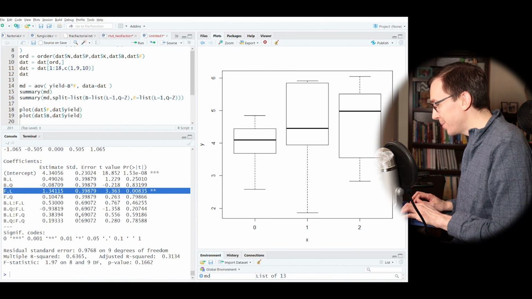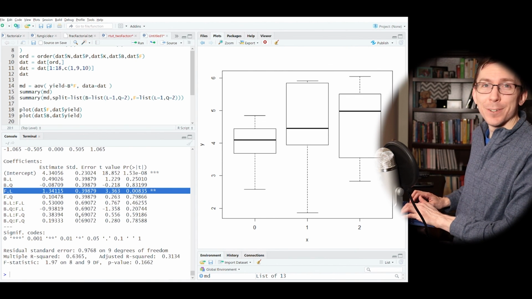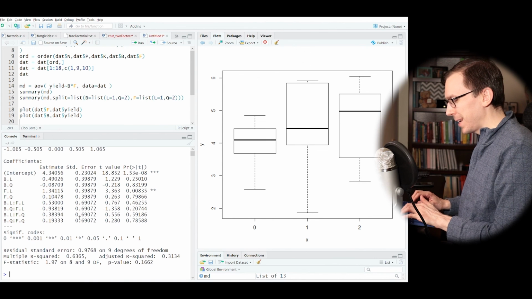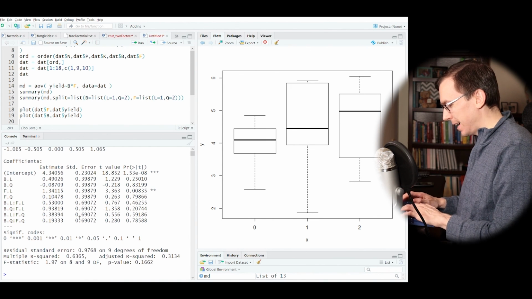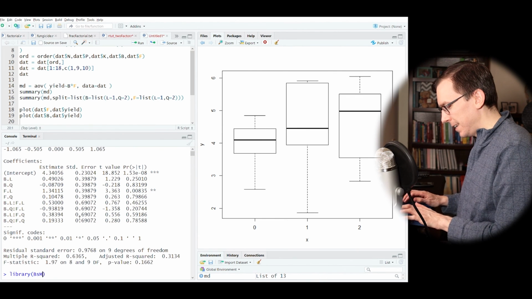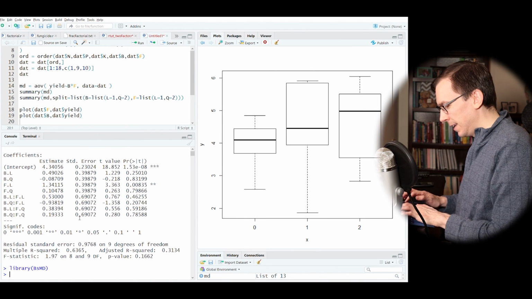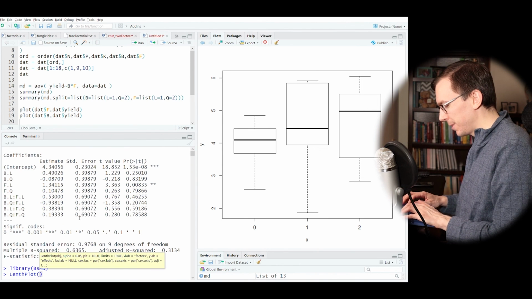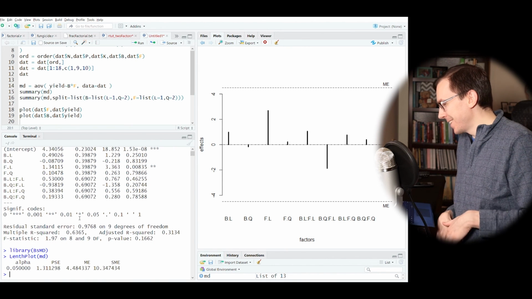We're kind of over time, but there's really no time constraint here. So we're going to go off script for a second and see what happens if I apply Lenth's method, which should be in the BsMD library. Let's see what happens if we do a Lenth plot. I didn't actually plan this, so we'll just see what happens. Cool, so there's the Lenth plot.